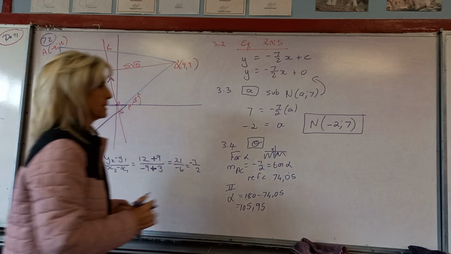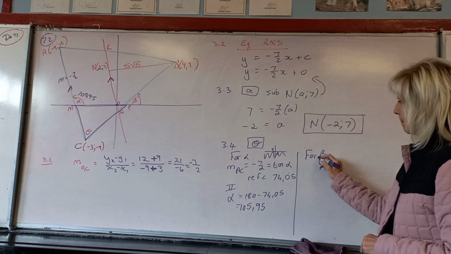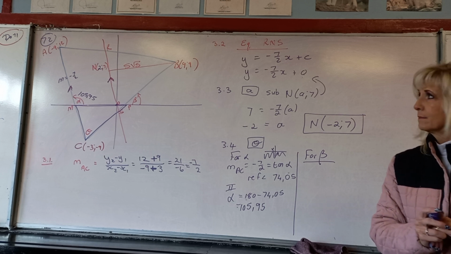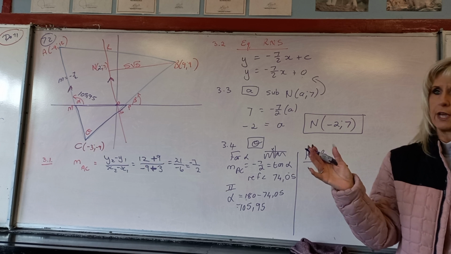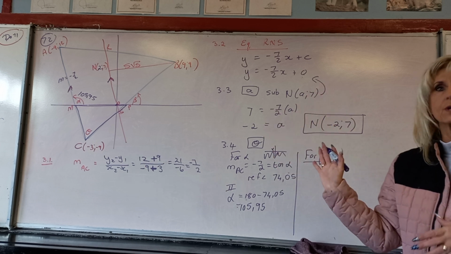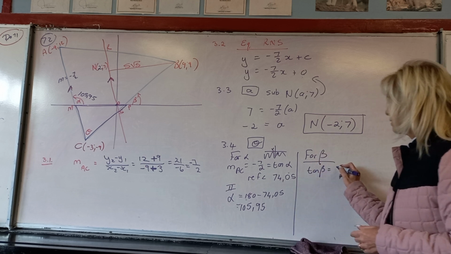So then for beta, what will I do? What gradient have I got? BC, do I have it? Oops, then you've got to go get it. Are you with me? We had the other one. I don't have this one, so I'll have to go find it. So tan of beta would be equal to the gradient of BC.